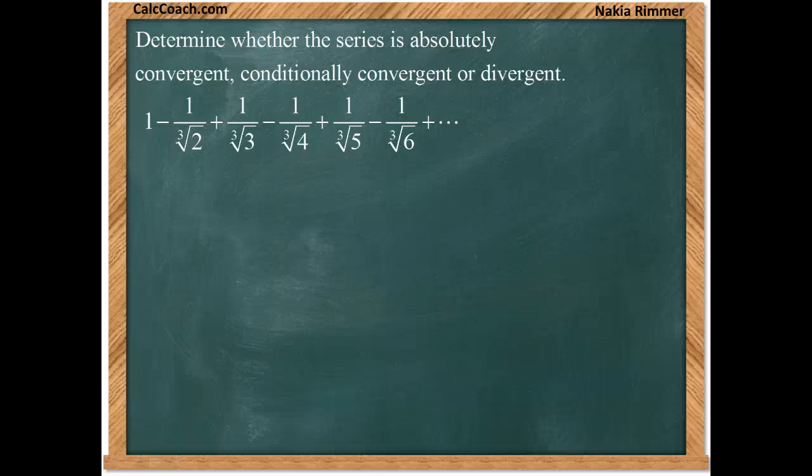Determine whether the series is absolutely convergent, conditionally convergent, or divergent. We just have the terms written out here: 1 minus the cube root of 2 plus the cube root of 3 minus the cube root of 4, and so on.